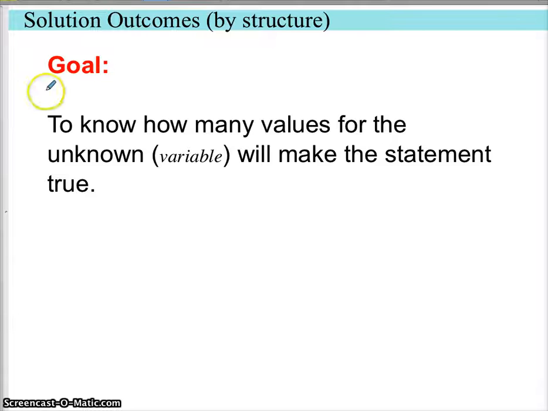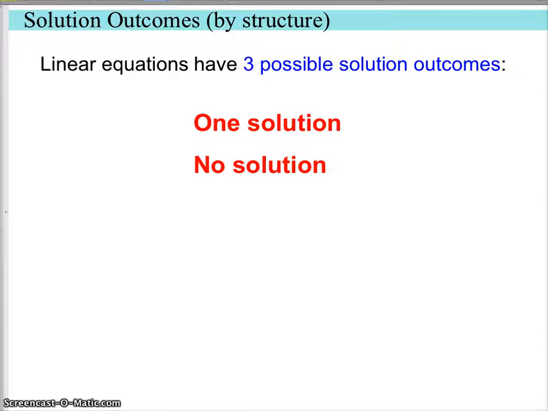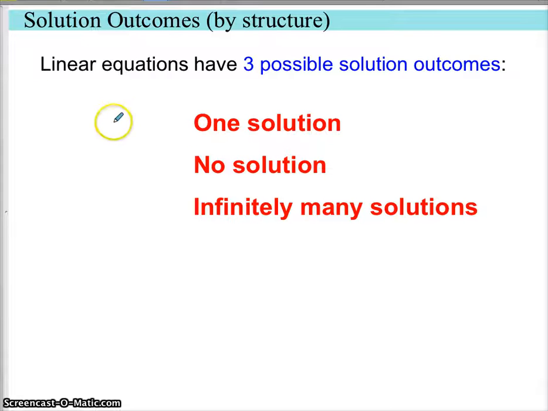So again, the point is to know how many values of the unknown can make the statement true. That actually will make one expression equal to the other expression. And just to review, when we have linear equations, which are the types of equations that we've been doing, there are 3 possible solution outcomes. There will be one solution, there will be no solution, and there will be infinitely many solutions. This means that there's one number that can make the 2 expressions equal. This means that there are no numbers that can make both equal, and this means that all numbers can be plugged in and make both expressions equal.